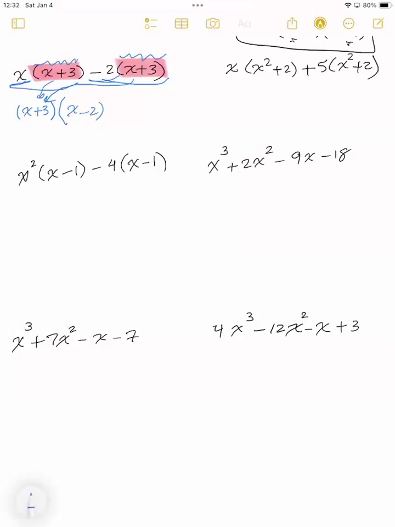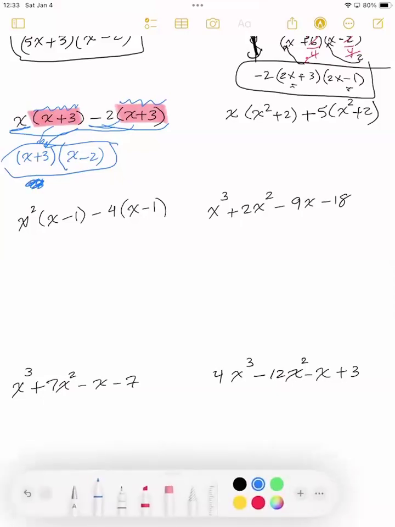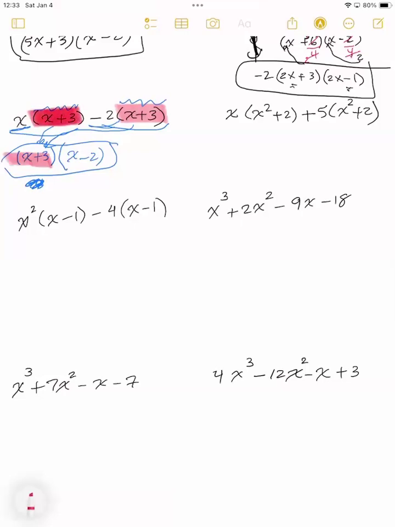I want you to go over this multiple times and make sure you see what has happened, because it is a little bit different than the previous problems. I don't have one thing like an x or 2x as a common factor. This time my common factor is a parentheses. My common factor is x plus 3. I have x plus 3 for both terms. That is my common factor.